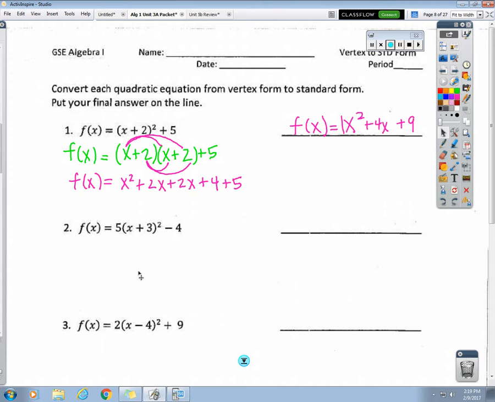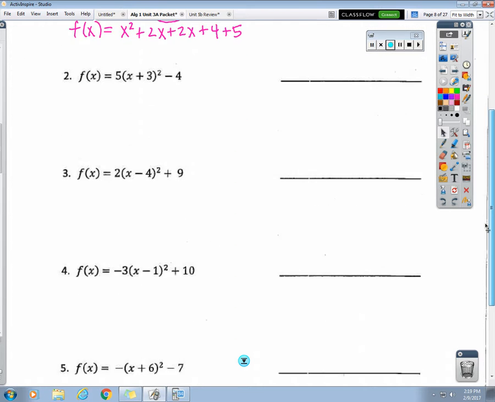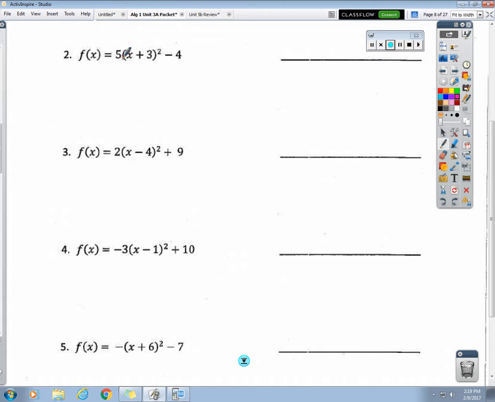Okay, now let's try one more like this. Number 2. To change this from vertex to standard, this time you have a 5 out front. But you're not going to mess with it yet. First, you're going to take care of the x plus 3 squared by writing it twice. And remember, the reason we write it twice is because we're about to do what? Distribute. And distributing that to that will not affect this 5 or the minus 4, correct? We'll deal with those later.